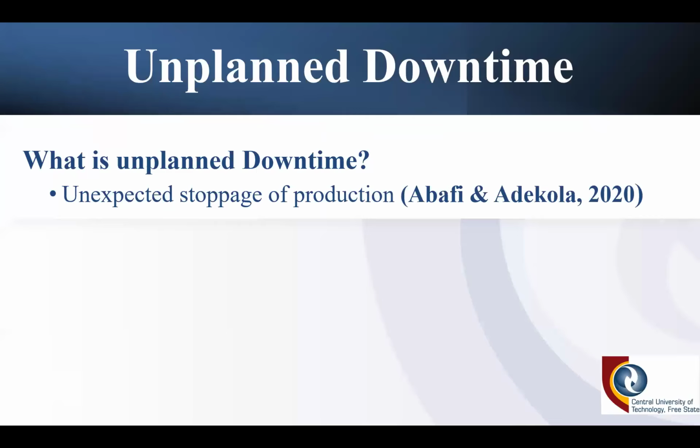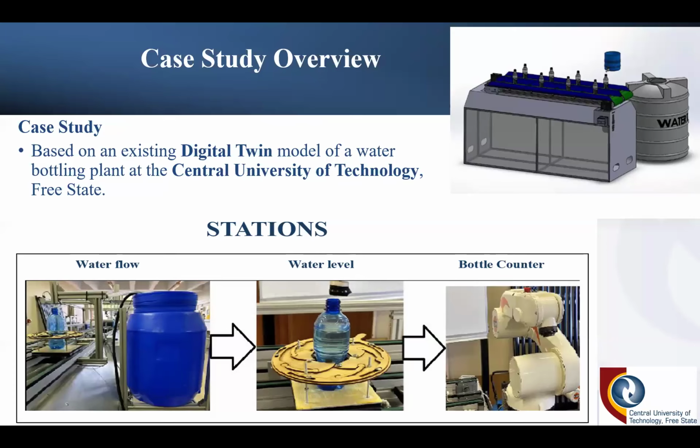What is unplanned downtime? Unplanned downtime refers to unexpected production stoppages as defined by Abafi and Adokola. And in the context of a digital twin-enabled water bottling plant at the Central University of Technology in Bloemfontein, Free State, South Africa, as a case study, unplanned downtime typically results from sensor-related faults such as water level management, water flow monitoring, accurate bottle counting, as well as physical bottlenecks on the system. Because the stations are tightly coupled, a single failure can halt the entire production line and significantly reduce throughput.